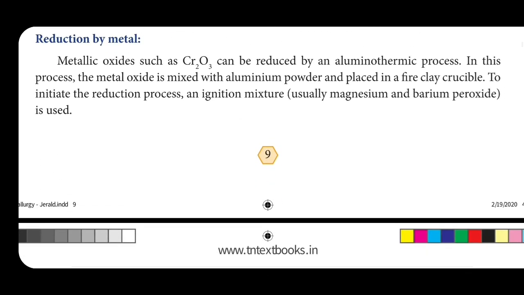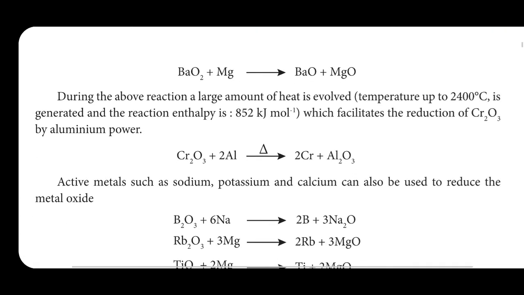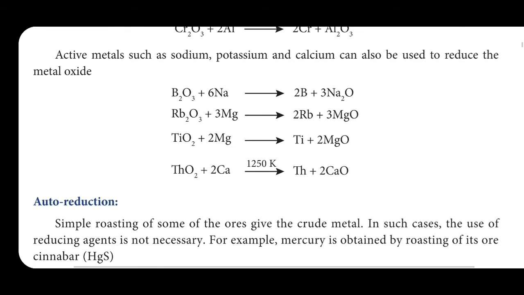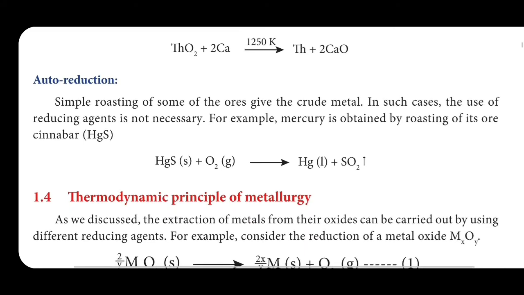Next one, reduction by metal. For that they gave one process, the aluminothermic process. Here reduction takes place by using the metal aluminium, and some more examples are also given. So in these equations also metal oxide is reduced to metal by using some metals. And last one, auto reduction without any reducing agent. Here automatically by simple roasting, simply heating, metal sulfide, that is ore, is converted into metal. Ore is converted into crude metal.